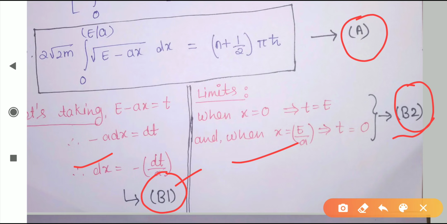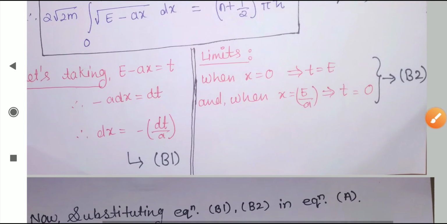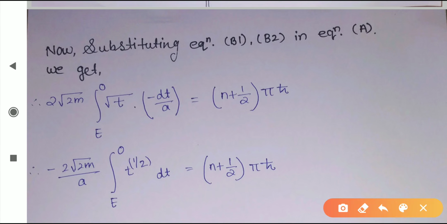When we substitute, instead of e minus x we will get t, that is root over t inside, and instead of 0 we will get e. Instead of e by a, we will get 0. That is, now the limit will be e to 0. Clear? And instead of dx, we will put minus dt by a. So let's put all these values together and see what we will get. After putting this, we will get this.